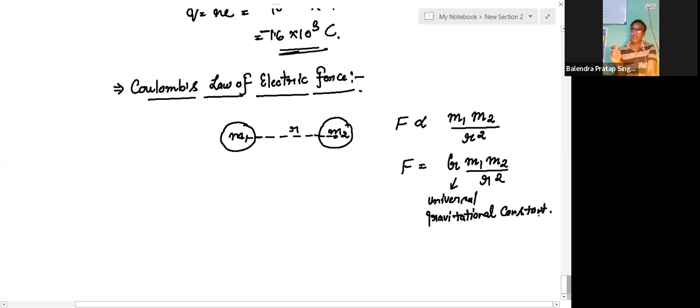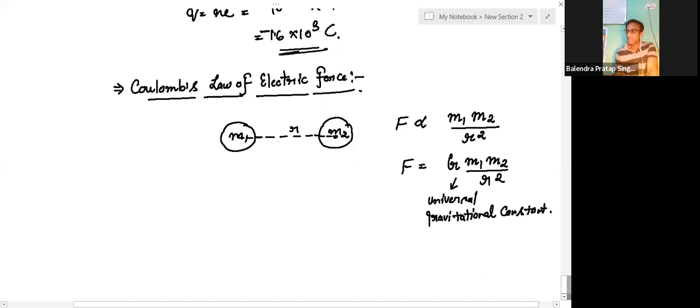Okay, universal gravitational constant, capital G. Next, if I talk about charges, this case actually is for gravitational force, and this gravitational force is only attractive. This force is only attractive. This force is not repulsive.